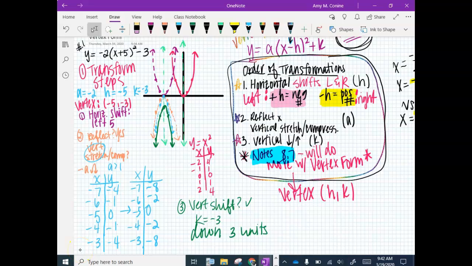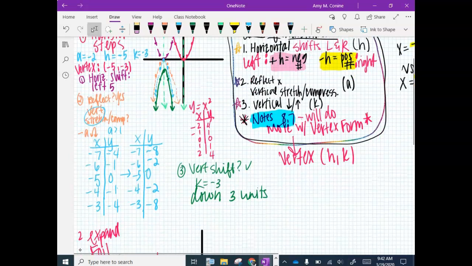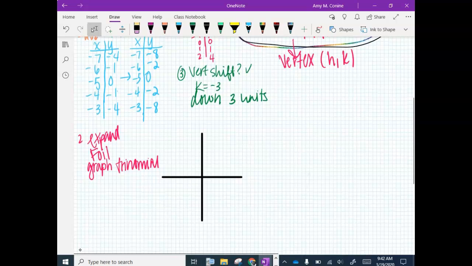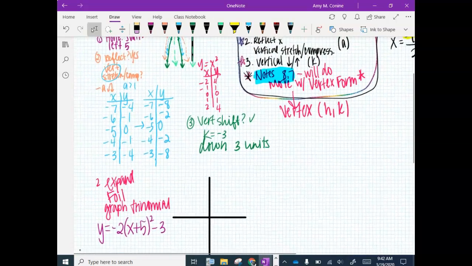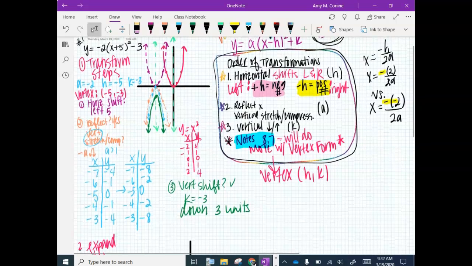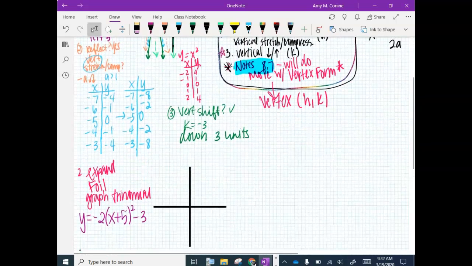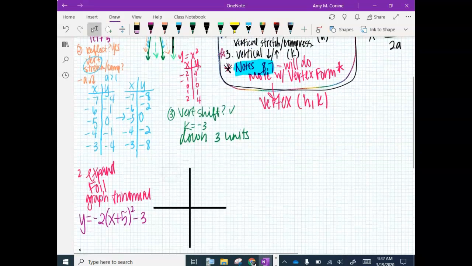So what I want to show you is how to do it with the normal graphing that we've done, not necessarily in vertex form. So I'm going to come down here. I'm going to write the one that we're working on because I want you to see that it is the same, that what we did wasn't just make up a whole bunch of stuff. Okay, so it should be the negative 2 (x plus 5) squared with the negative 3. And I'm going to make my graph a little bit bigger.